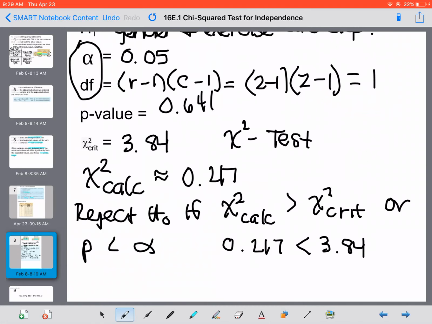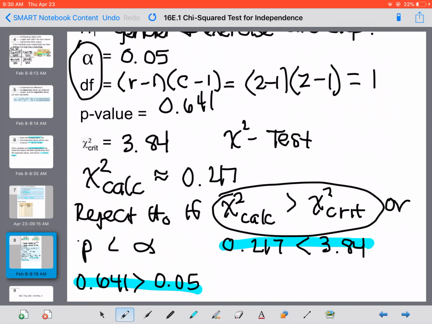If we compare our p to our alpha, our p is 0.641 and alpha is 0.05, which is greater than. So in both cases, this one tells us we're not going to reject it, and so does this one, because remember, we are only going to reject if this is greater and this one is less. Well, we're opposite on both of those. So in this case, we do not reject.